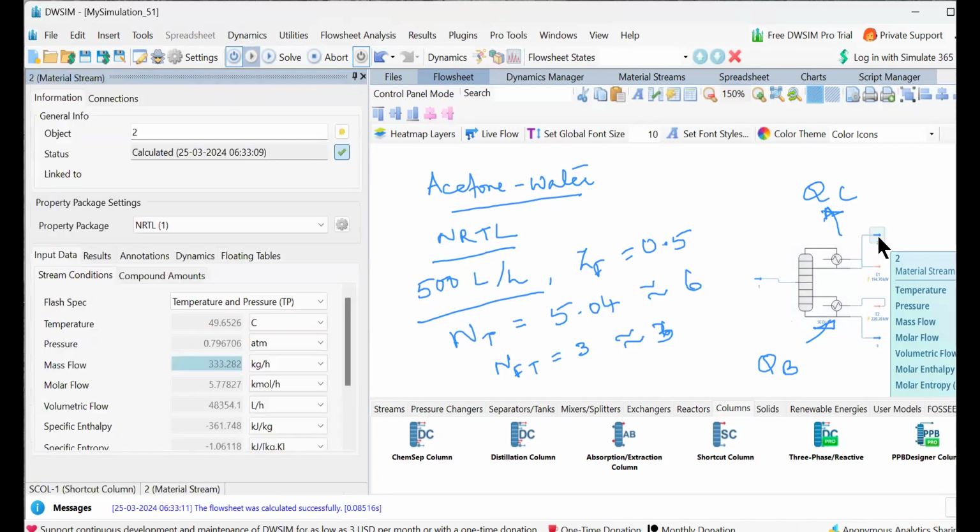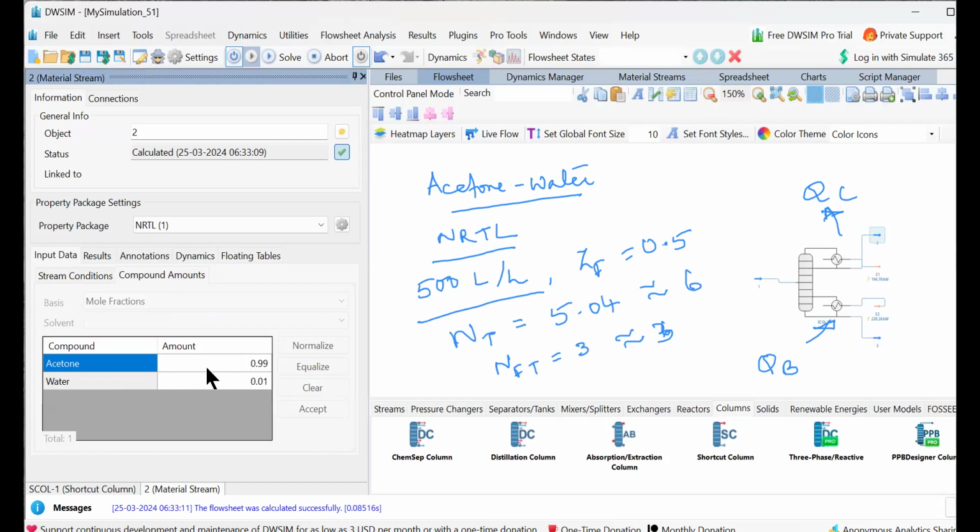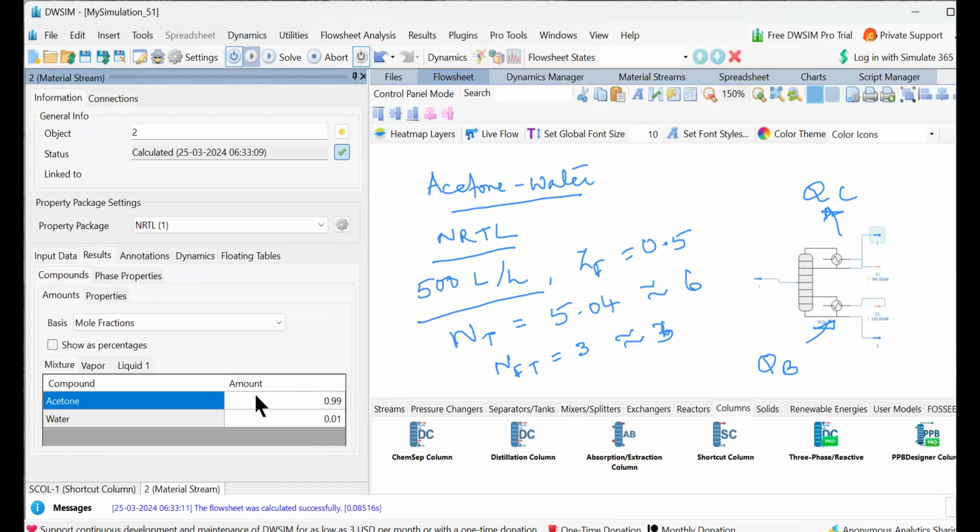You should be careful in selecting the streams, which is blue color, which is red color. Now you can see the temperature at the top. We have not fixed anything for the top temperature, but it has taken it directly. In the compound amounts, you can see how much acetone is coming: 99%. So you can see the results.